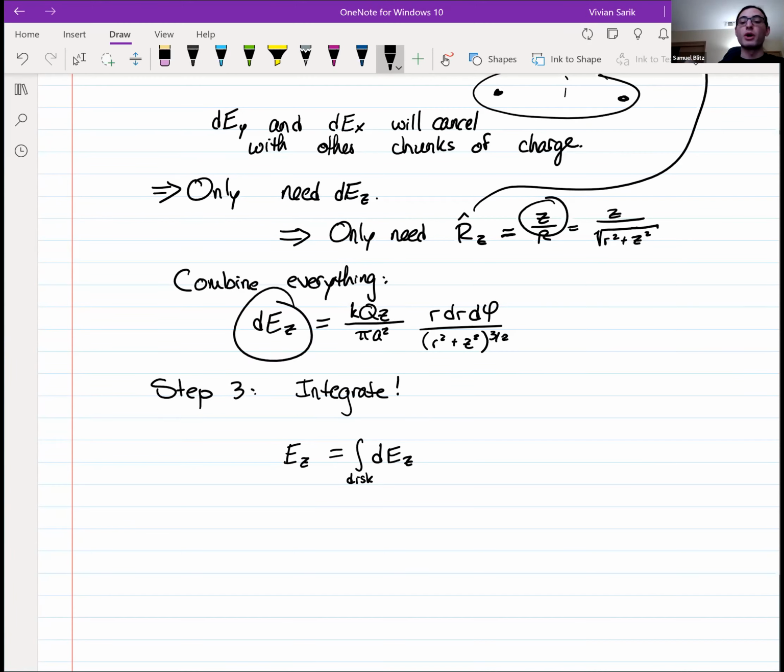Now, this is a component, so it doesn't have the hat. This is the component of a vector. It doesn't have the arrow, it doesn't have the k hat. And so we can now just do this integral. This would be kqz over pi a squared, integral from 0 to 2 pi, integral from 0 to a.